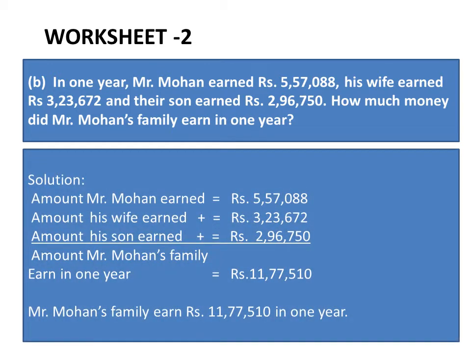Okay, the first statement. Amount Mr. Mohan earned is equal to rupees 5,57,088. Second statement, amount his wife earned is equal to rupees 3,23,672. Third statement, amount his son earned is equal to rupees 2,96,750.